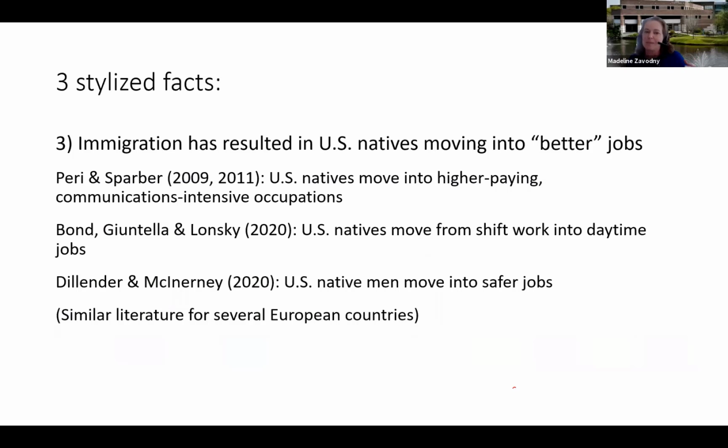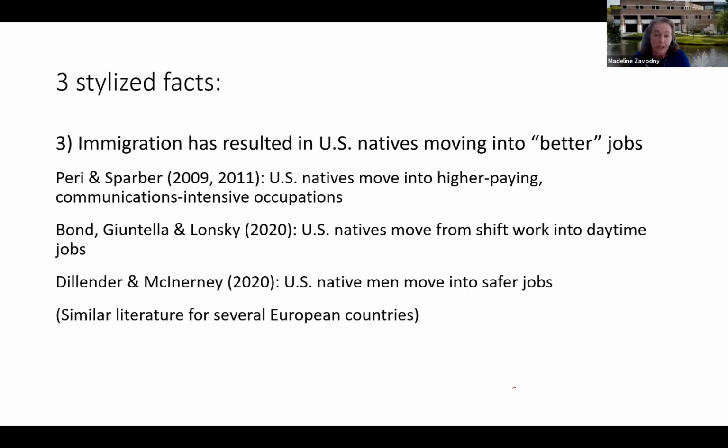not only in worse jobs, but immigration appears to have resulted in U.S. natives moving into better jobs. And we can categorize better along a variety of dimensions, just like we can categorize worse jobs along a variety of dimensions. We know from Giovanni and Chad's earlier work that as a result of immigration, U.S. natives have tended to move into communications intensive occupations. At the low end of the education distribution, U.S. natives have moved out of manual intensive jobs into communication intensive jobs as a result of immigration, while at the high end of the labor market, U.S. natives have moved out of computationally intensive jobs, perhaps into communication intensive jobs.